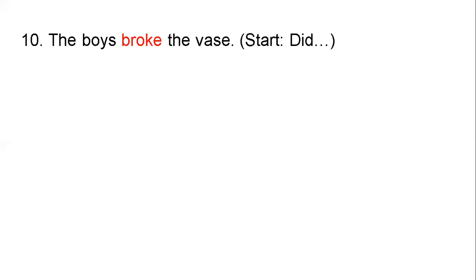Try this one as well. The boys broke the vase. Start with did. Broke again is past tense. So you're starting with did. So did, and then think whether you're going to change this verb. Are you going to change it? Let's see. Did the boys break the vase? Yes, you have to change it. Okay. So did the boys, broke becomes break the vase. All right.